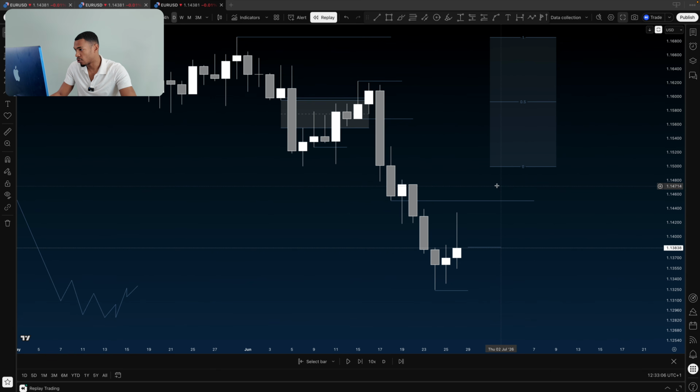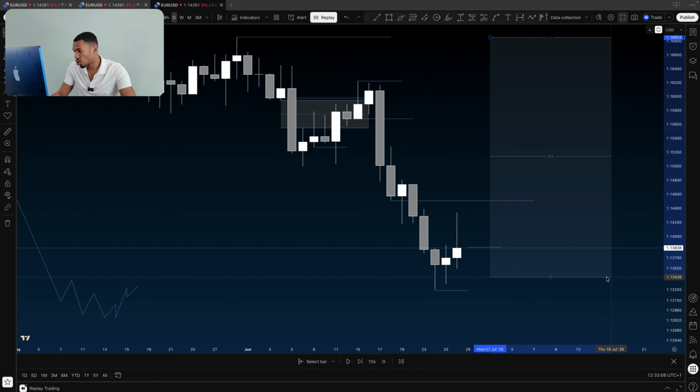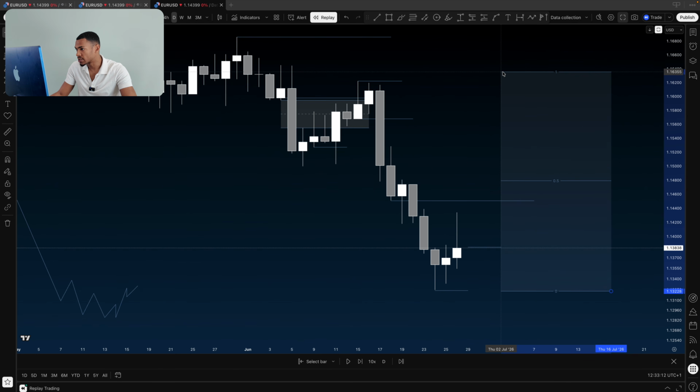You're in the discount of this range. Going short in a discount is never a good idea. So your short playbooks that form in your discount are low probability, right? So short playbooks in discount are low probability. Short playbooks in premium are higher probability, right?